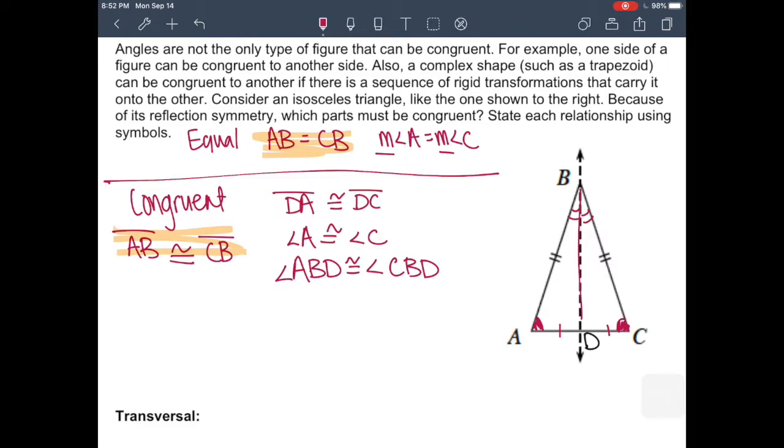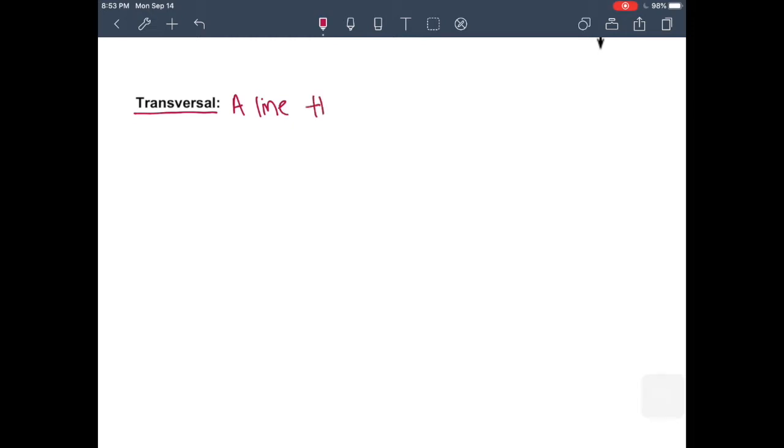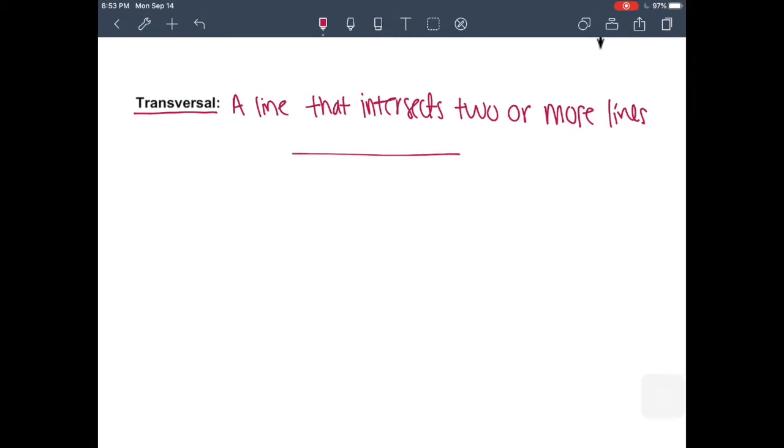Okay, so now that we have congruent, we're going to go to another term, which has no relation to this, but it will all make sense at some point soon. So transversal. Transversal is a line that intersects two or more lines. Now, in this course, we're going to be using it in a very specific way, but it could represent a lot of different pictures and situations as long as it's just intersecting two or more lines. So if I give you an example here, this line in the middle hits two lines, so that would be considered the transversal.